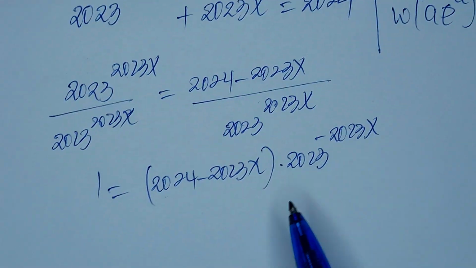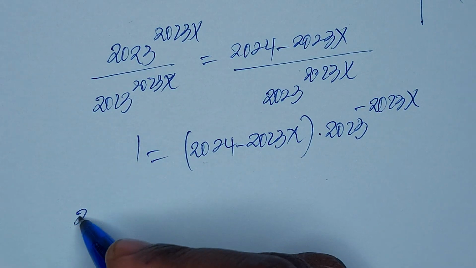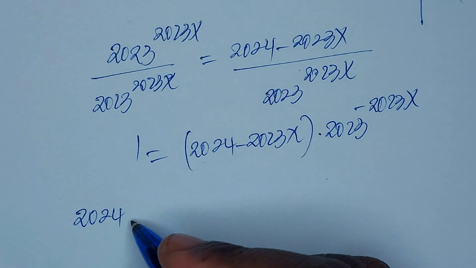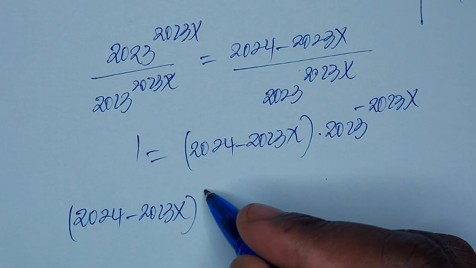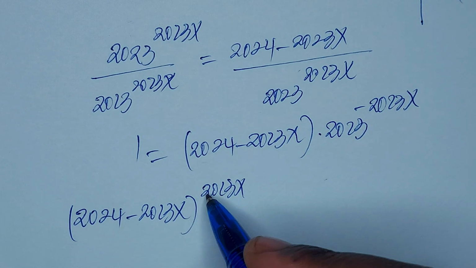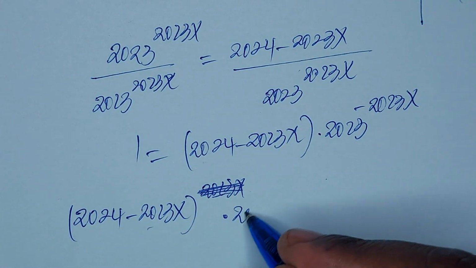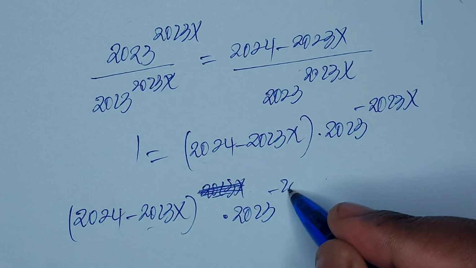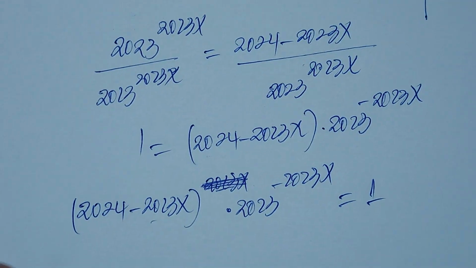Okay, so we are working in order to get something like this. I'm going to rewrite this equation, just changing the terms from side to side, and then this is going to be 2023 to the x. Sorry, I made a mistake here. This is times 2023 to the power of negative 2023x, and this is equal to 1.